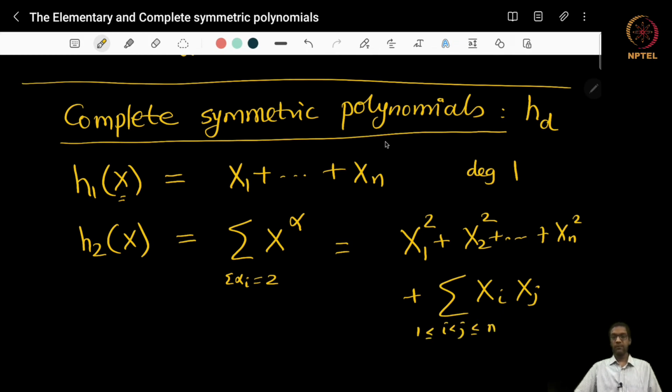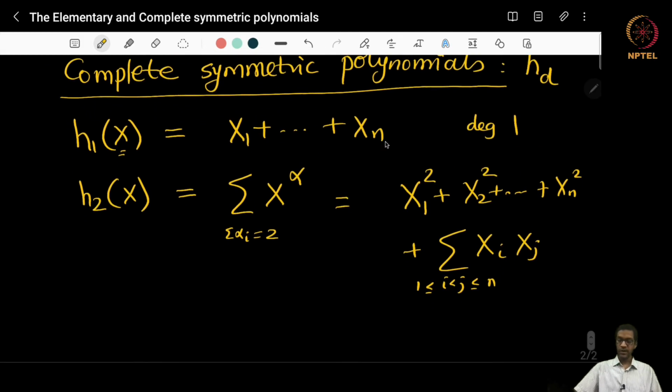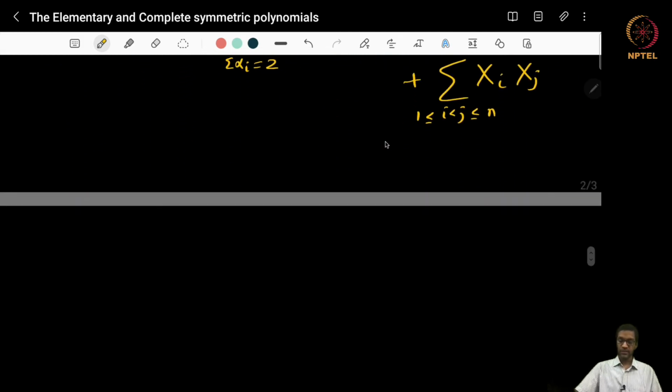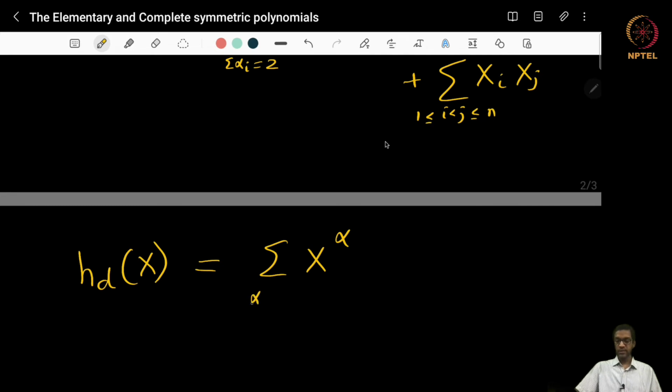Okay, so here I have one additional term in comparison to the elementary symmetric polynomial, which is the square terms. Now more generally, how does one define hd of x? Well, the same definition. I want to take all possible monomials x alpha, alpha ranging over monomials such that the degree of that monomial is d. Observe, here's another simple way of stating the same thing.